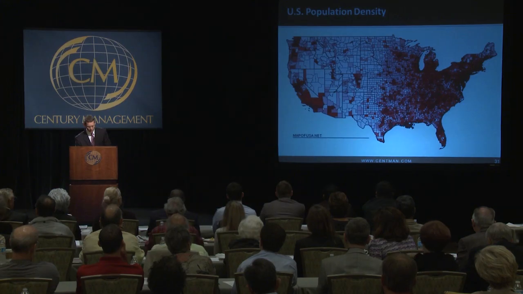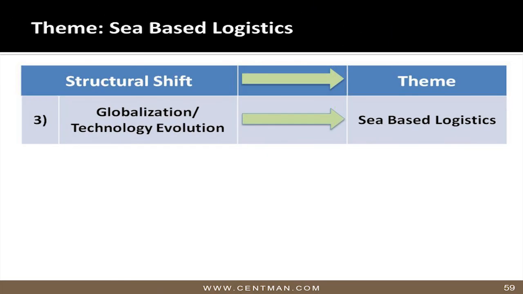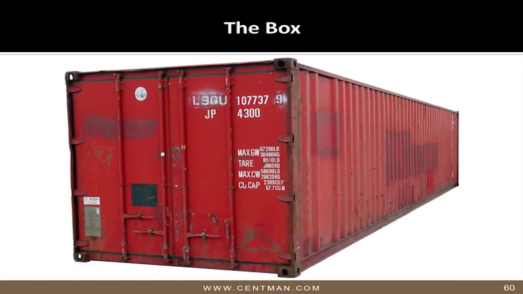Now let's look at the third structural shift today, and that's globalization and the evolution of containerized shipping and the impact that that is having on sea-based logistics. So we've all seen these big boxes that are on the back of trains or in the ships.